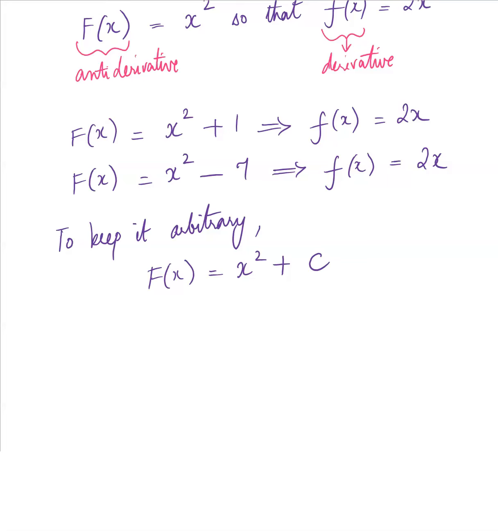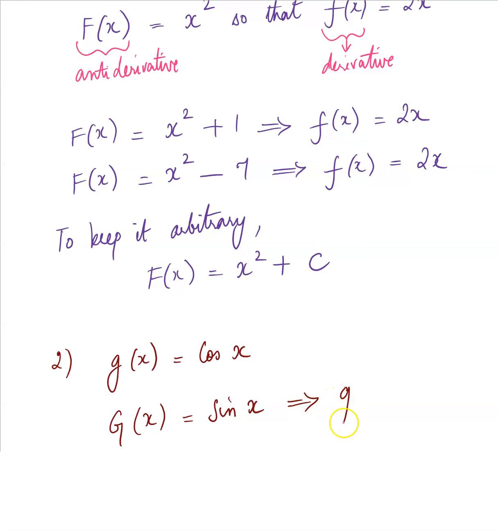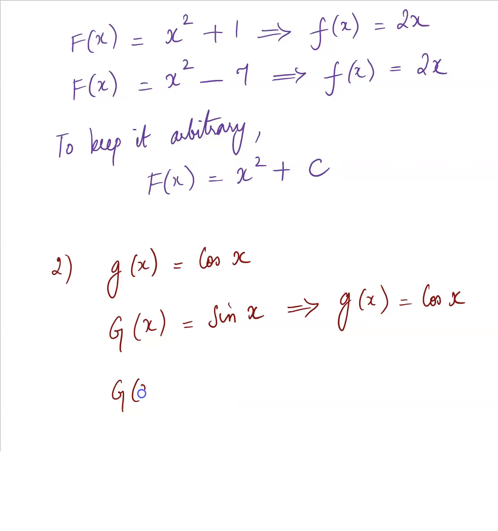Let's take a look at the next problem. g of x equals cosine x. So its corresponding antiderivative will be capital G of x. So what, when taking the derivative, would give us cosine x? Here again we think of sine x. So capital G of x must be sine x. We're thinking backwards. Which implies, small g of x, the derivative of sine x, is cosine x. What about G of x with a constant?